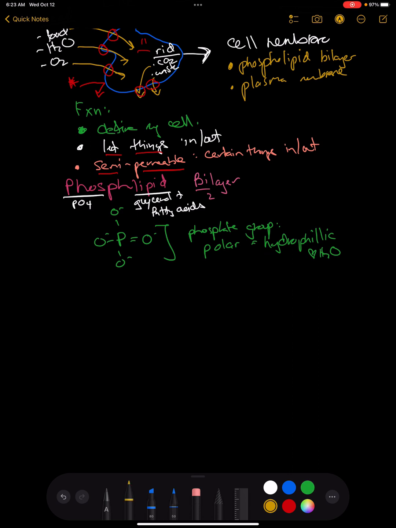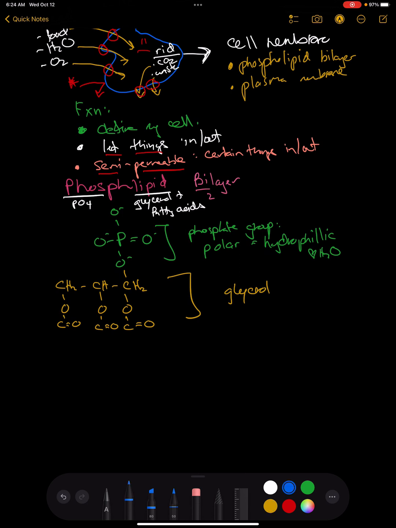Then this is attached to my glycerol. So CH2, CH, CH2. And then we're going to hook these to an oxygen, and then to a C double bond O, C double bond O, C double bond O. All right, so this right here, this is my glycerol. He acts like a glue to attach the phosphate group to my fatty acid chains.